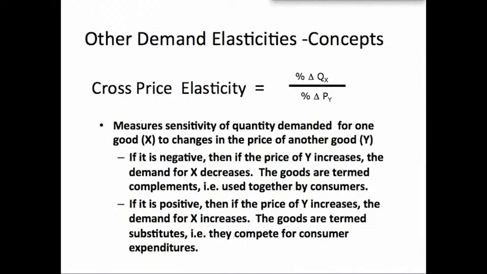What is an easy example of complementary goods? Things like the price of gasoline and the quantity demanded of cars. We would expect to see that gasoline and cars are used together. So if there's a change in the price of gasoline, we would expect to see a change in the quantity demanded of cars. If gasoline becomes more expensive, we would expect to see a decrease in the demand for cars.